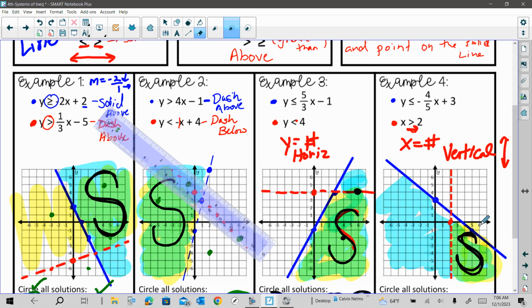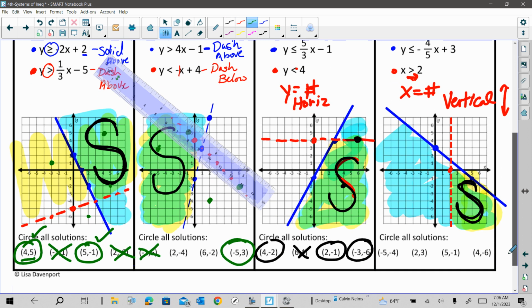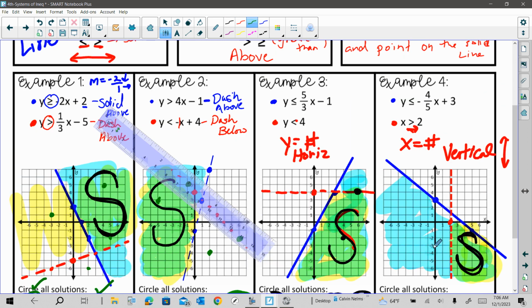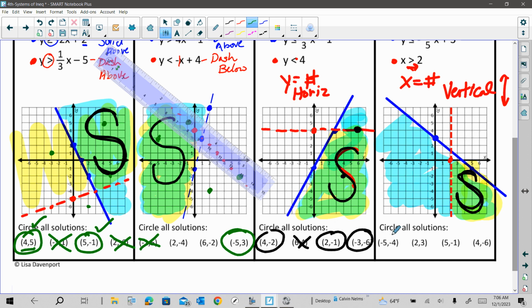And then we're just going to check the points. All right, so we check our points here. Well, anything over here in the negative section is not going to work. So I can know that's gone. 2, 3, that's not in the overlapping. 5, -1, yes. And 4, -6, yes. Okay. All right, so that takes care of your notes.